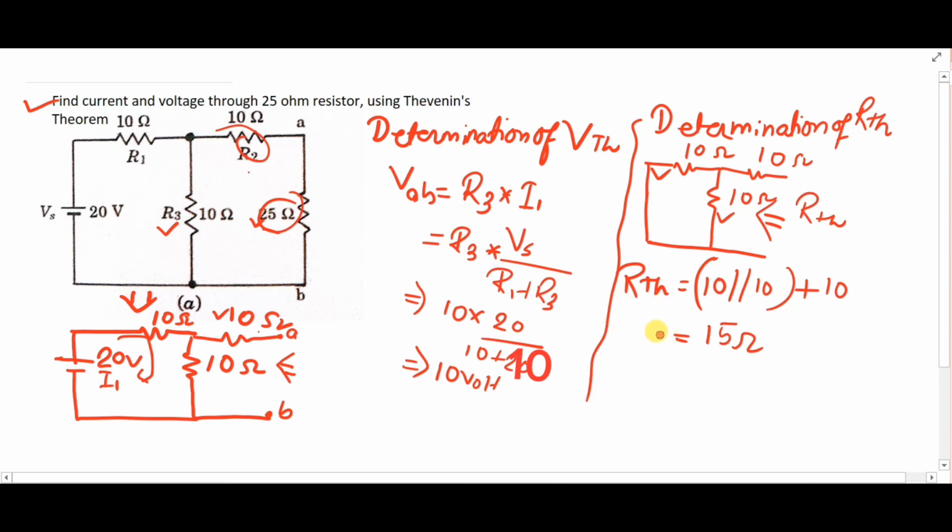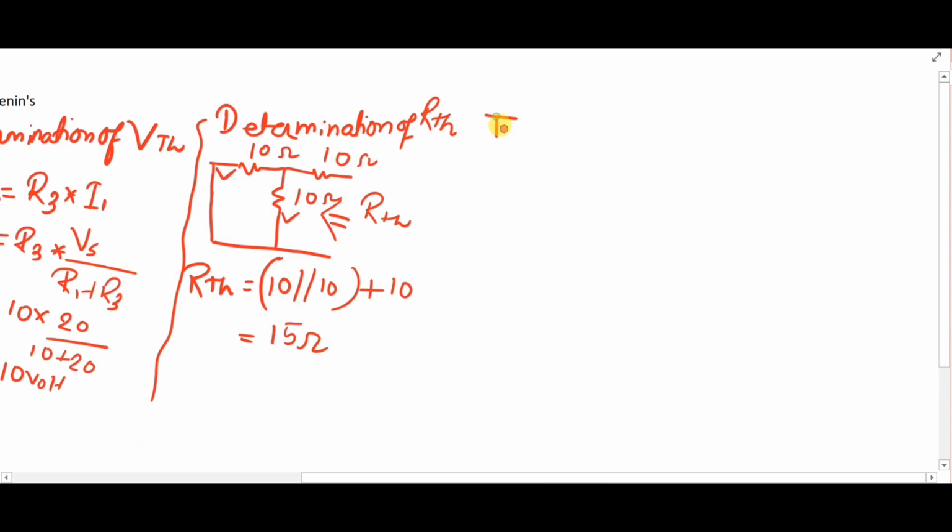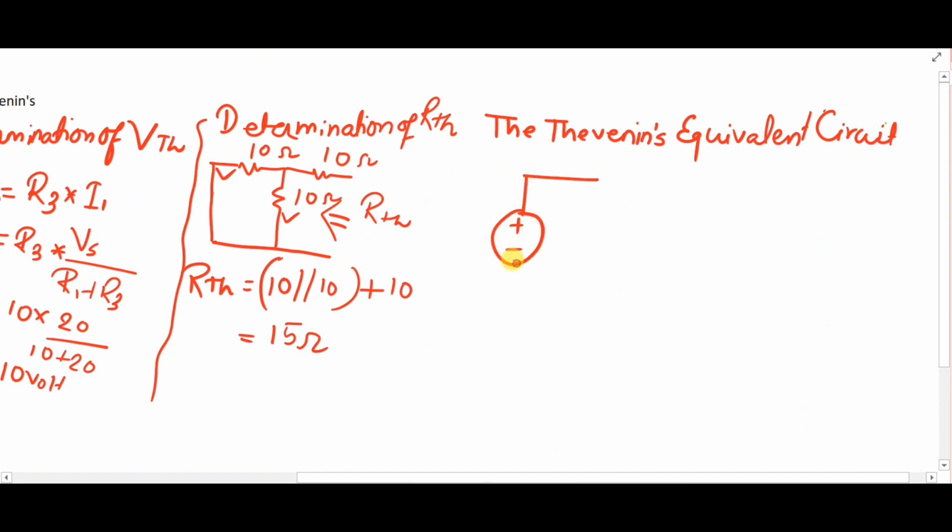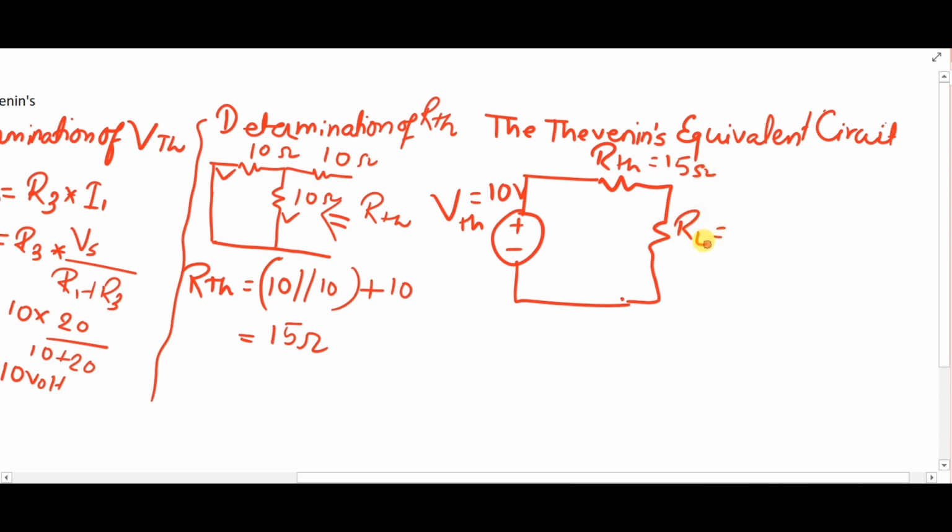Once you identify the RTH, you have to draw the Thevenin's equivalent circuit. Now let's draw the Thevenin's equivalent circuit, which will be VTH is equal to 10 volt, RTH is equal to 15 ohm. Now your RL, which was given in the question, was 25 ohm.